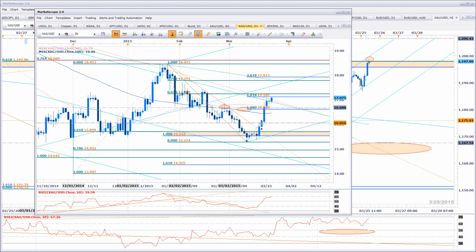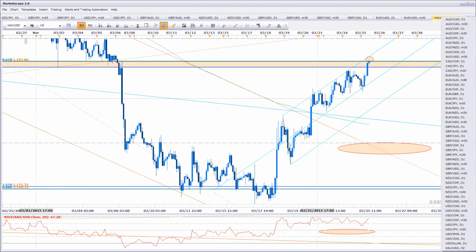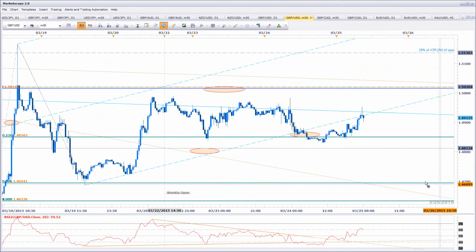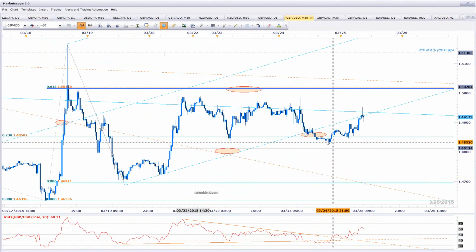Thoughts for sterling dollar? We can definitely take a look at the British pound. Here's what the sterling's doing. Listen, at the end of the day, the weekly range is the only thing I'm looking at here.